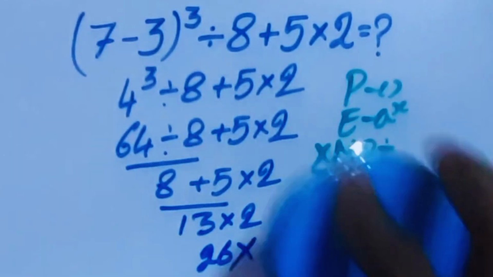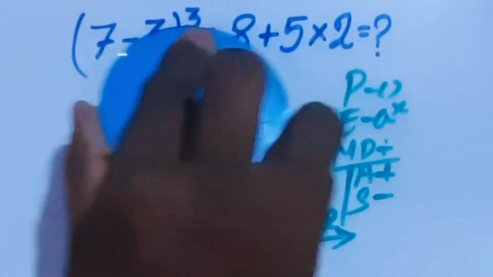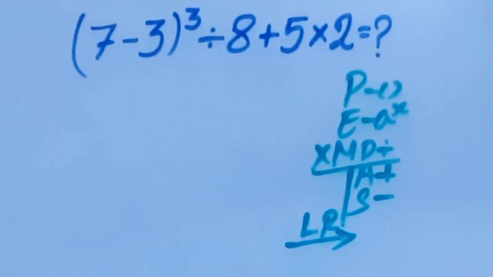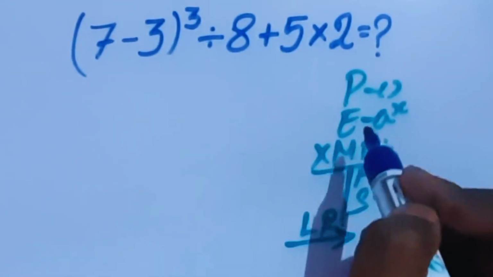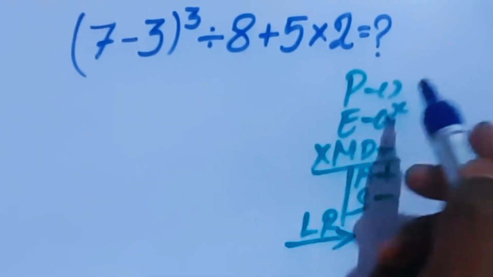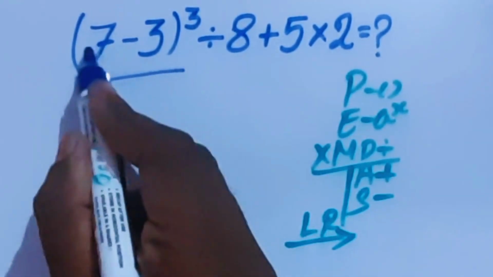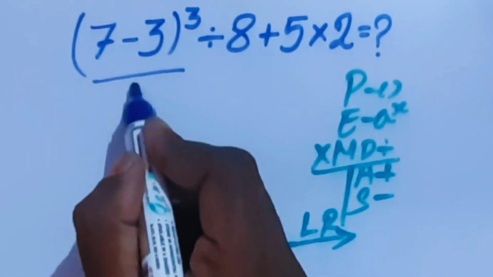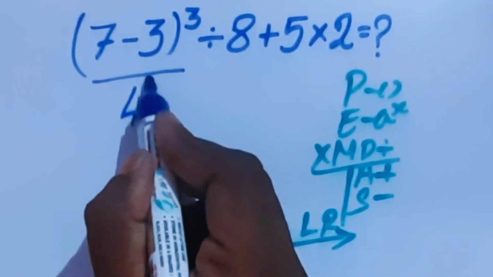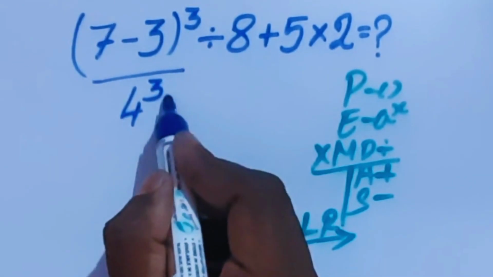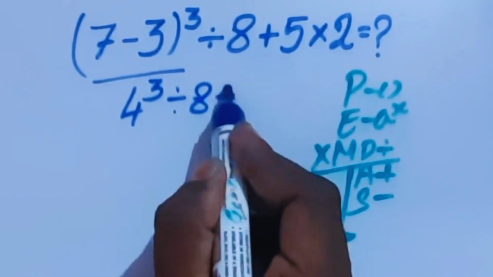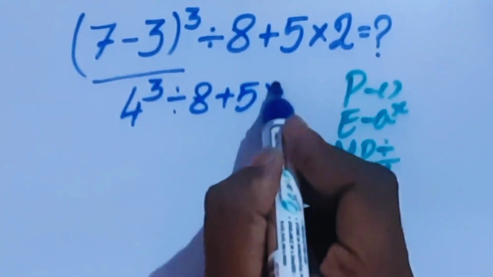Now, we are going to solve this problem in the correct way by using the order of operations PEMDAS. Here, as per the order of operations PEMDAS, the first priority is bracket. We have to do the bracket before any other operation. Here, the bracket is 7 minus 3. 7 minus 3 is 4, to the power of 3, divided by 8, plus 5 times 2.